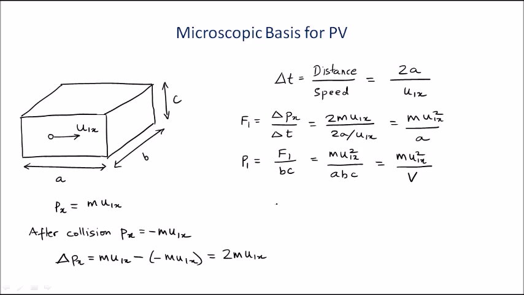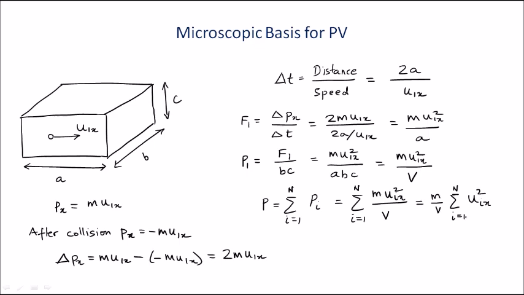The total pressure on the right wall due to all N particles is p equal to the sum over all particles i from 1 to N of p_i, which is the sum over i of m u_ix squared divided by V. We can take the m by V outside the summation, so we get m by V times the sum over i of u_ix squared. Now this summation of the squared velocities of all particles can also be written as N times the average of the squared velocity of the particles.